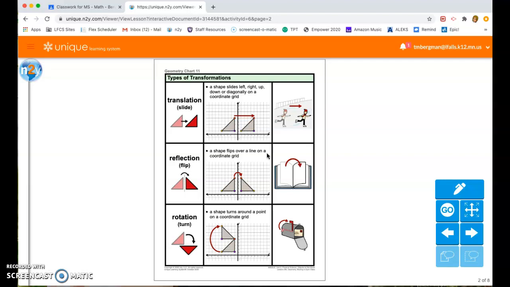A reflection. Remember, a reflection is if it flips. So think of it flipping over to the other page of a book, okay? Pretend that this is where it folds in half and it flips from one side to the other. It's a mirror.